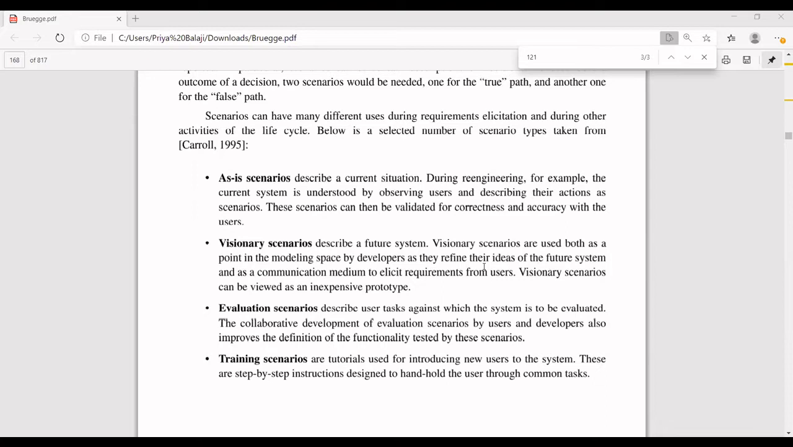So then it is called an evaluation scenario. The training scenario is nothing but a step-by-step instruction on how to use the product, how to use your project, like a tutorial kind of step-by-step instruction. Then it is called a training scenario.